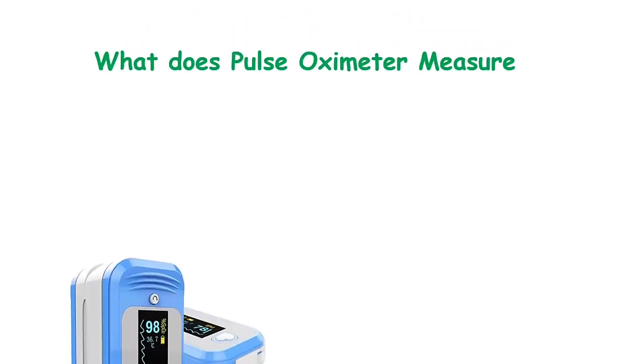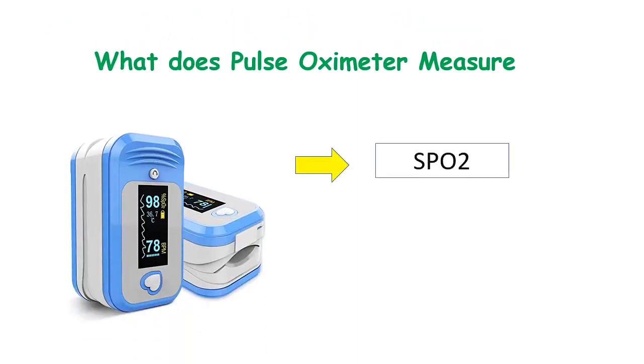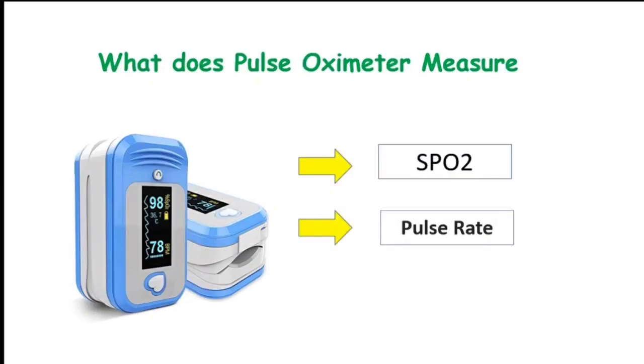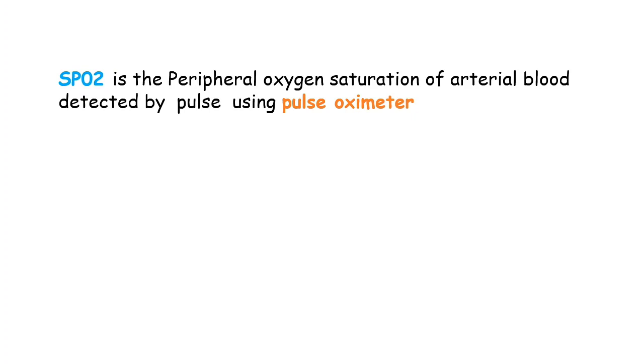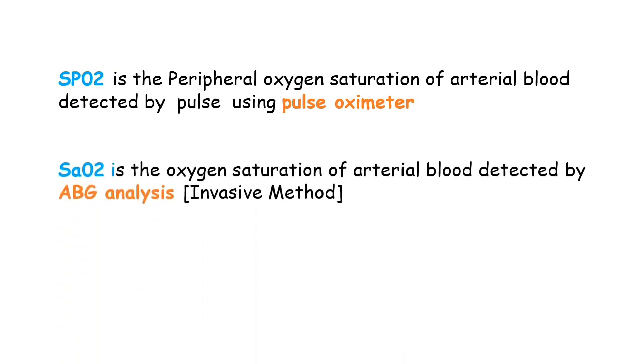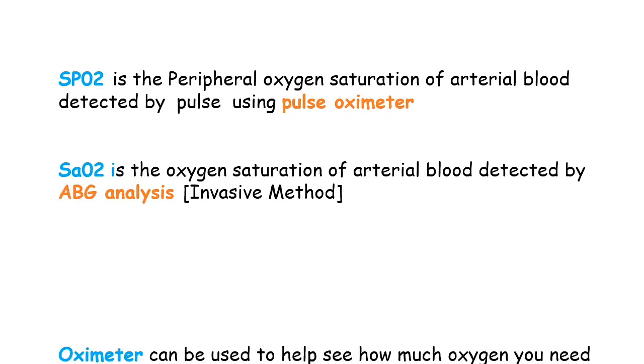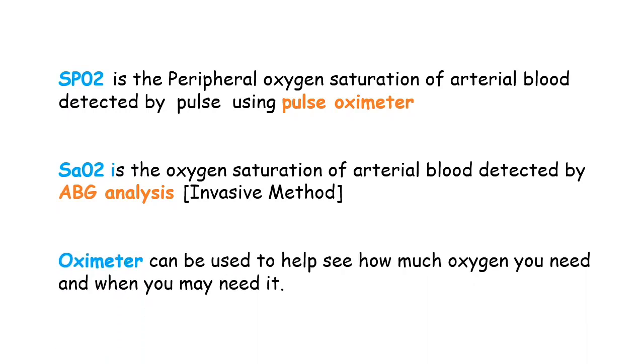What does pulse oximeter measure? It measures the person's oxygen saturation along with the pulse rate. SpO2 is the peripheral oxygen saturation of the arterial blood detected by pulse using pulse oximeter. SaO2 is the oxygen saturation of arterial blood detected by arterial blood gas analysis, which involves the collection of blood sample. Oximeter can be used to see how much oxygen you need and when you may need it.